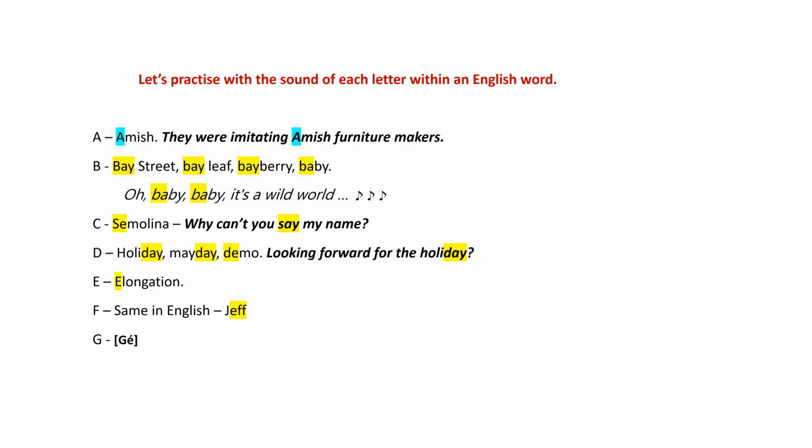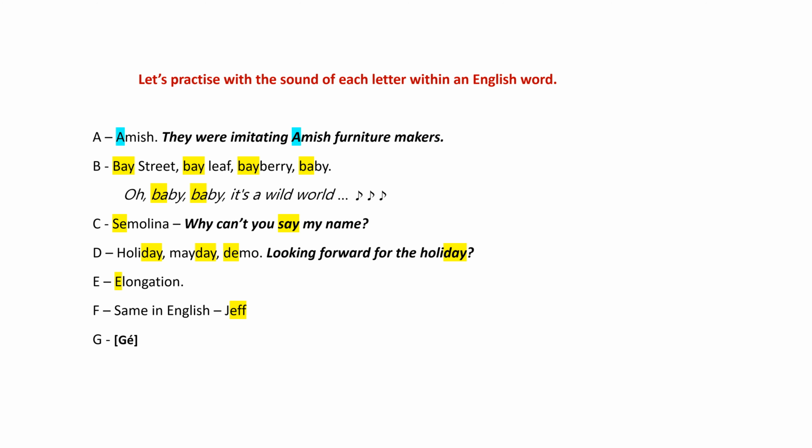C, for semolina. Why can't you say my name? D, as in holiday, Mayday, demo. Looking forward for the holiday. E, elongation. F, same in English. Think of Jeff, drop the J, you are left with F.